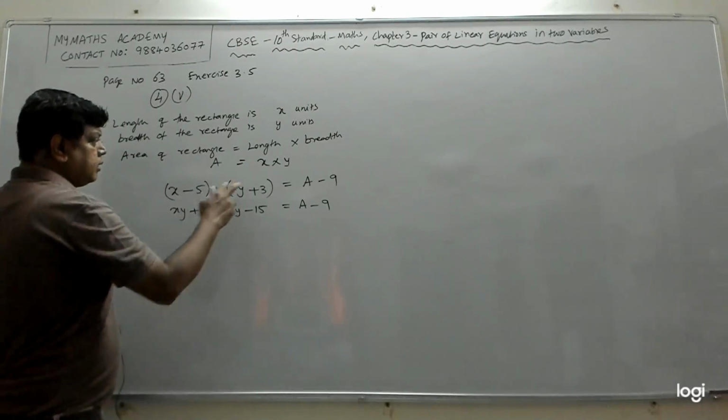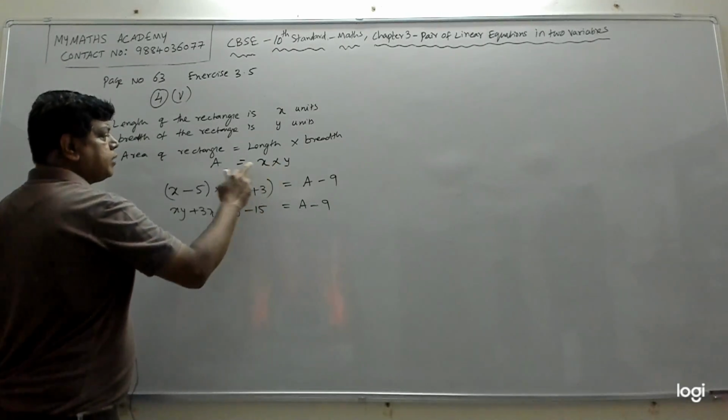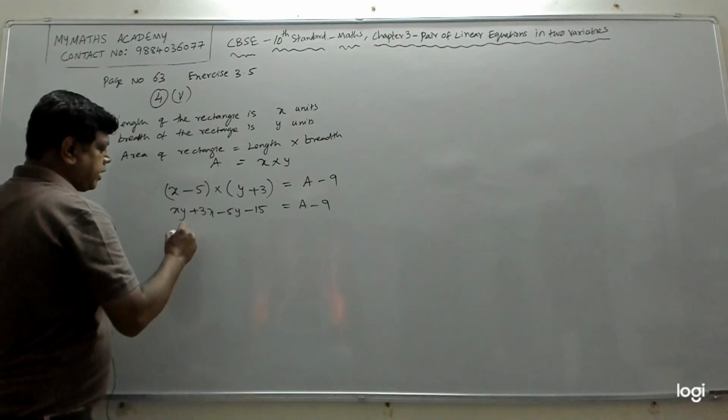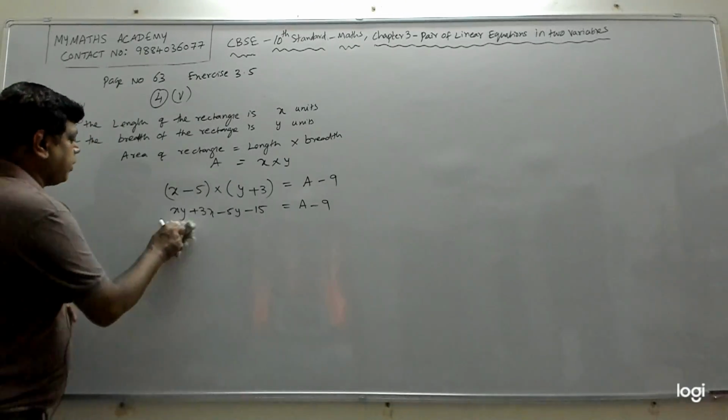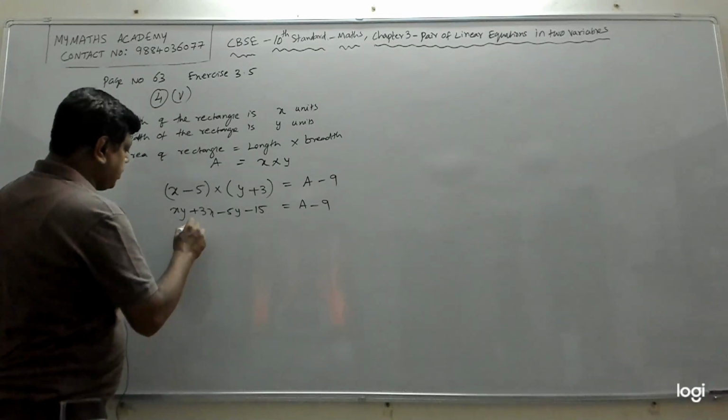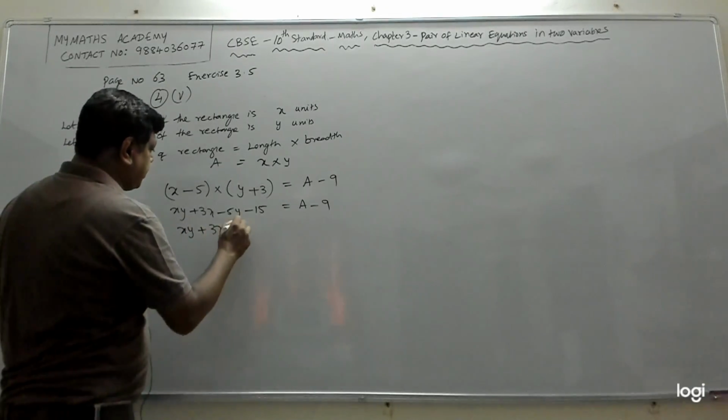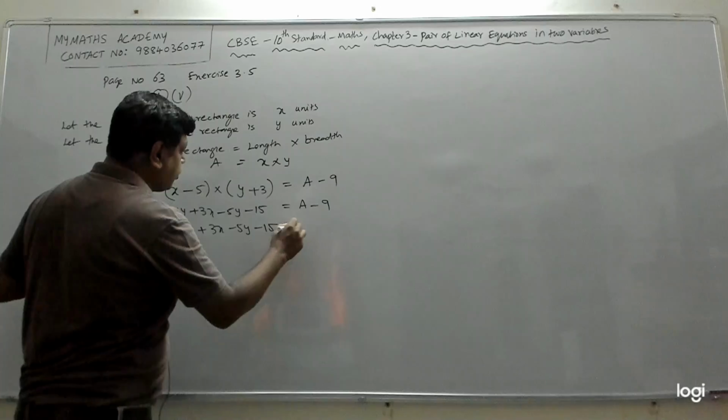Now what is xy? x into y is what? Area. So instead of this xy, I can put area A, or I can convert this one also as xy, it doesn't matter. I will not bring in the new variable. xy plus 3x minus 5y minus 15 equal to what is area?